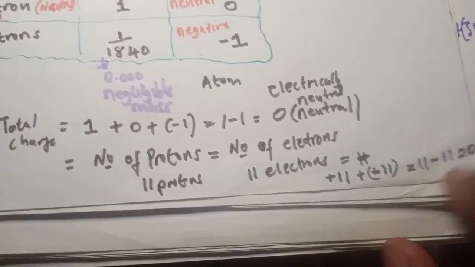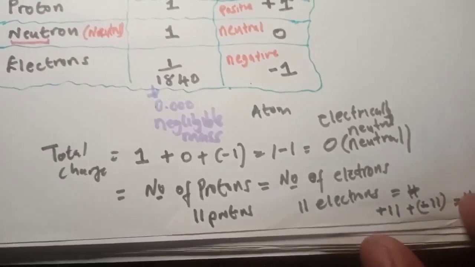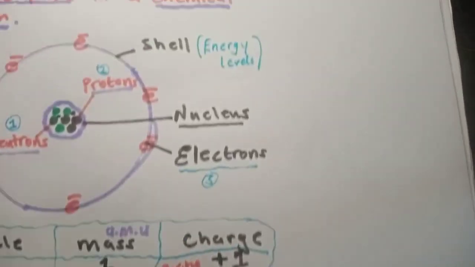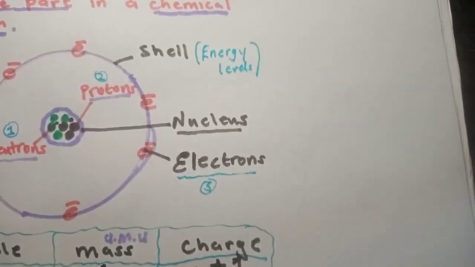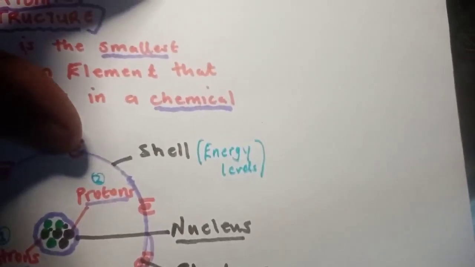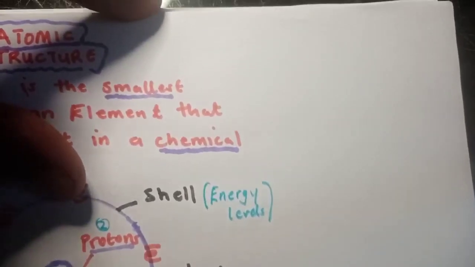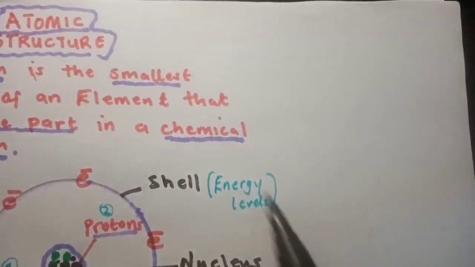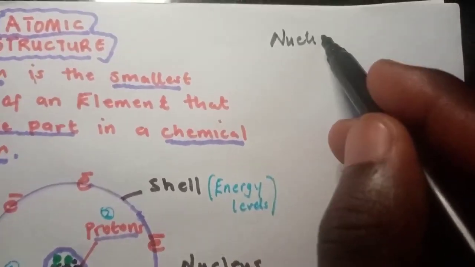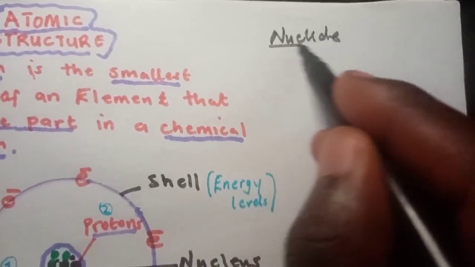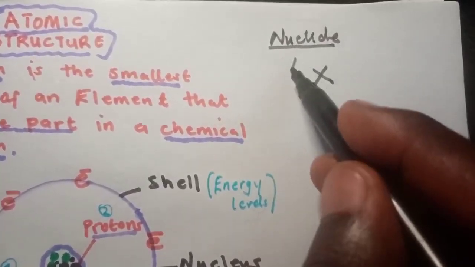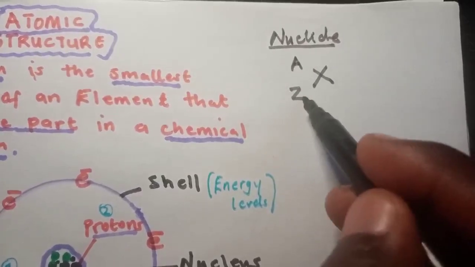Okay, so now let's look at what we call a nuclide. So a nuclide simply consists of a symbol. A nuclide has a symbol like that with A on top and Z down.